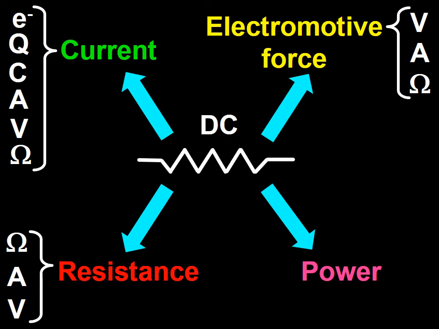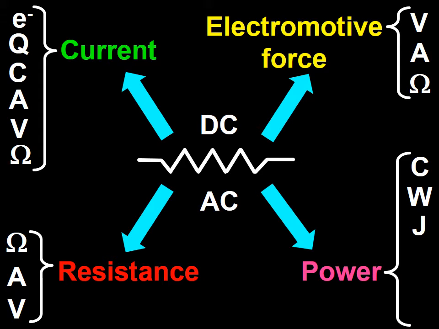And finally, we have to consider power. Factors involved in power are coulombs, watts, that is the unit of power and is represented by the letter W, joules, which is the unit of energy and is here represented by the letter J, ampere, voltage, and resistance.